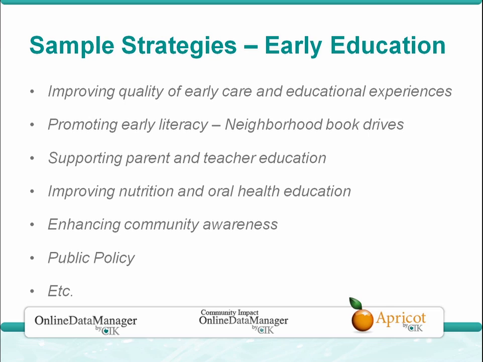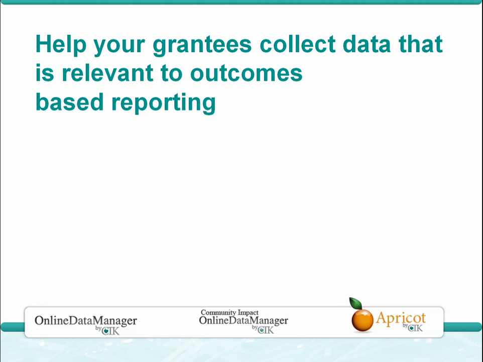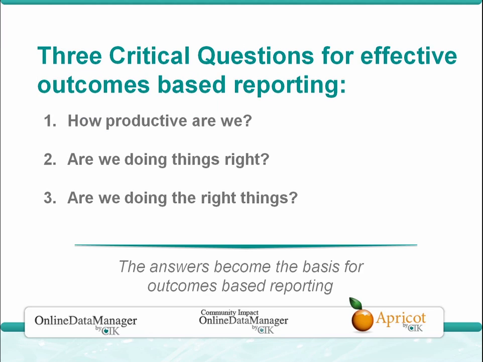So one of the next things I want to talk about is how to help your grantees, your funded agencies, your strategies, help them collect data that is relevant to outcomes-based reporting. How do we begin to collect the data that's necessary to drive our agenda and our strategies? And for me, the best way to think about it is there are three critical questions for effective outcome-based reporting. The first one is, as an agency or a program strategy, how productive are we? Second one is, are we doing things right? And the third one is, are we doing the right things? And these answers become the basis for outcome-based reporting.